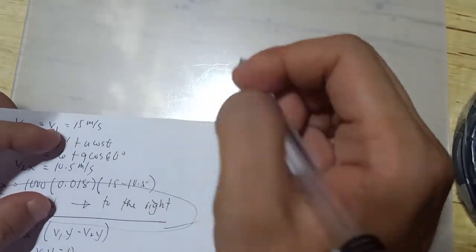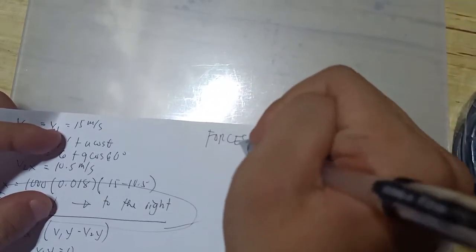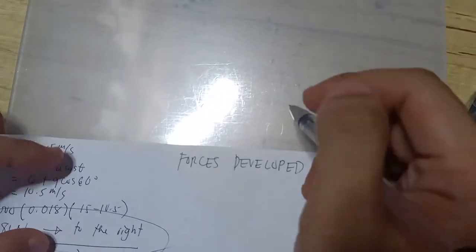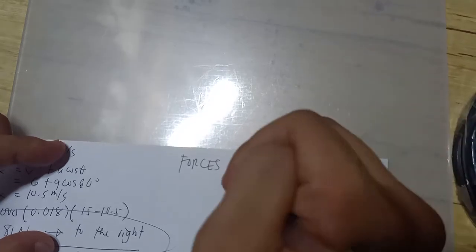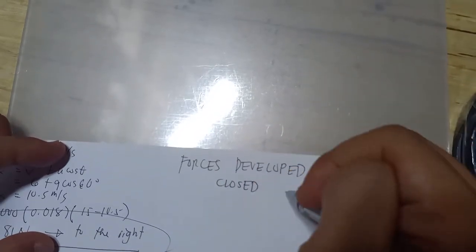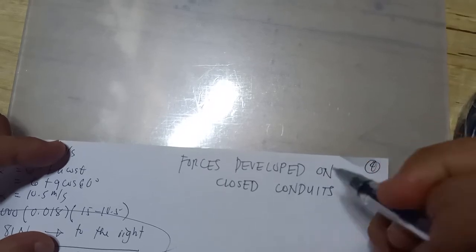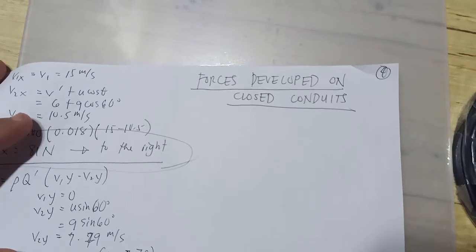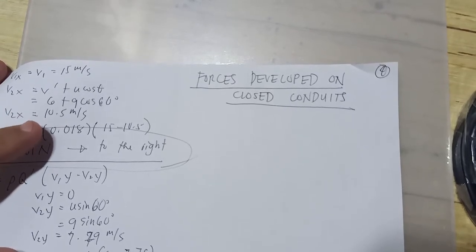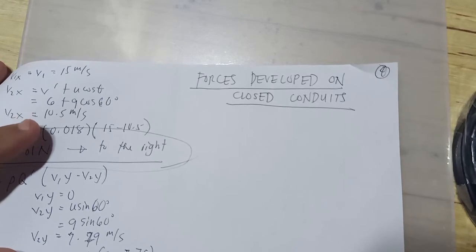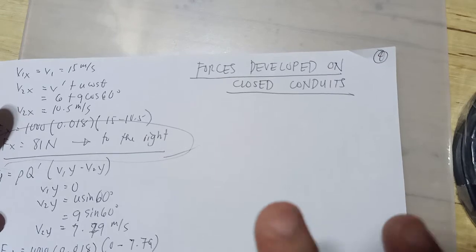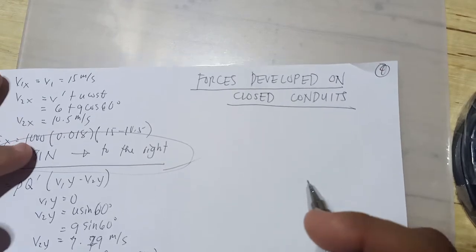So second to the last topic, which is forces developed on closed conduits. The force exerted in a closed conduit of either constant or varying diameter is a resultant of the dynamic force and the total pressure exerted upon the end sections of the fluid contained in the conduit. So there is the words varying diameter.